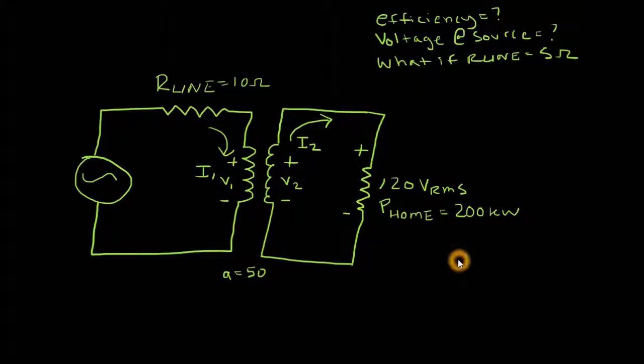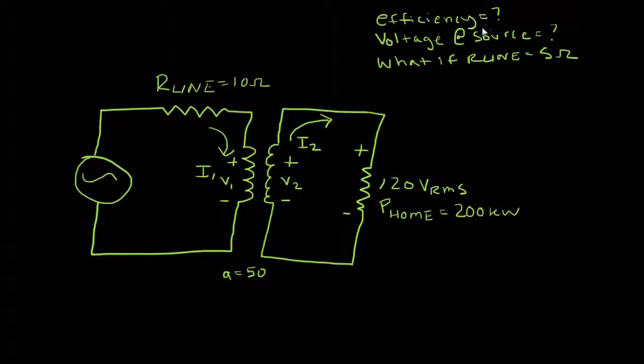Okay, let's take a look at a transformer problem here. So I've got some kind of AC voltage source over here on the left side that's going through a resistor, which is modeling the resistance of our power lines. So we call that R line. Then it's being used in a transformer. That transformer is transferring the power over to this other circuit here, which is then being used in our home.